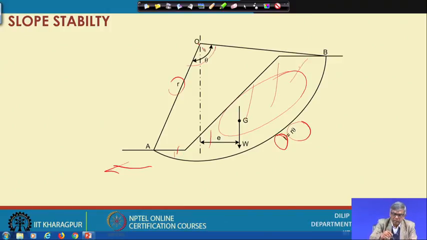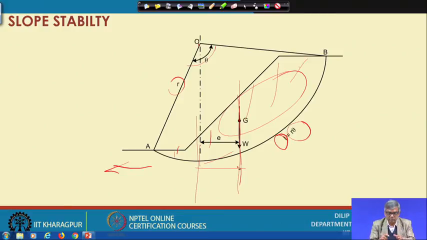So, if this is the center, that means the center of the entire mass is somewhere here, passing through this, then that means how much eccentricity it has. So, this eccentricity, suppose if I draw a vertical line, this distance becomes the eccentricity of the mass.